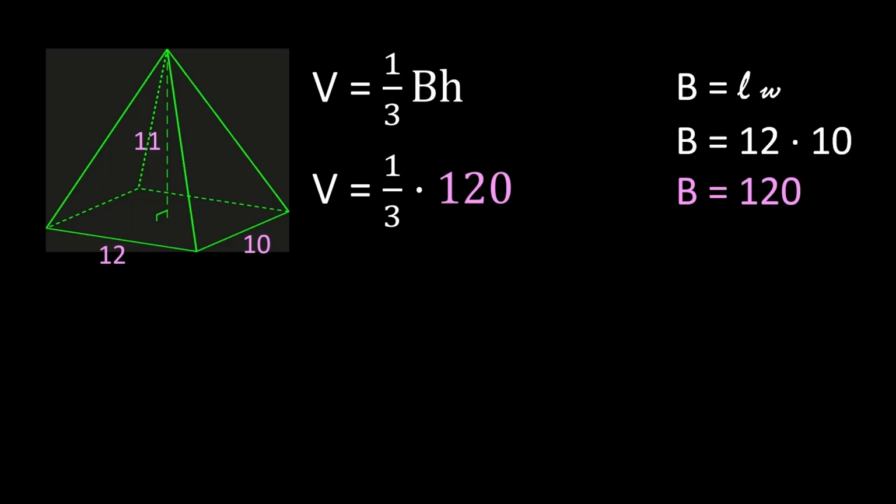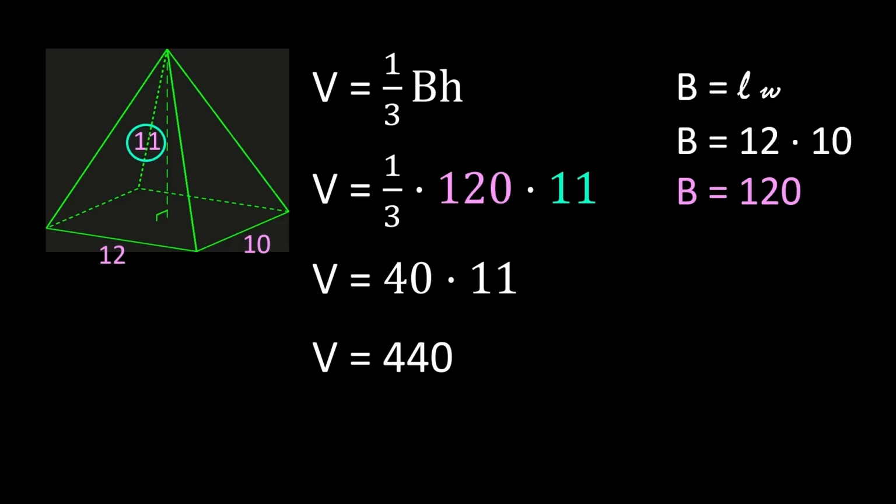Then H is the height of my pyramid. The height of my pyramid is 11, so I'll substitute 11 for the H in my formula. So now I have volume equals 1/3 times 120 times 11. And I'll start with 1/3 times 120, because multiplying by a third is the same as dividing by 3. So 120 divided by 3 is 40. Then I still need to multiply by the 11. And 40 times 11 is 440. So the volume of this pyramid is 440 units cubed.